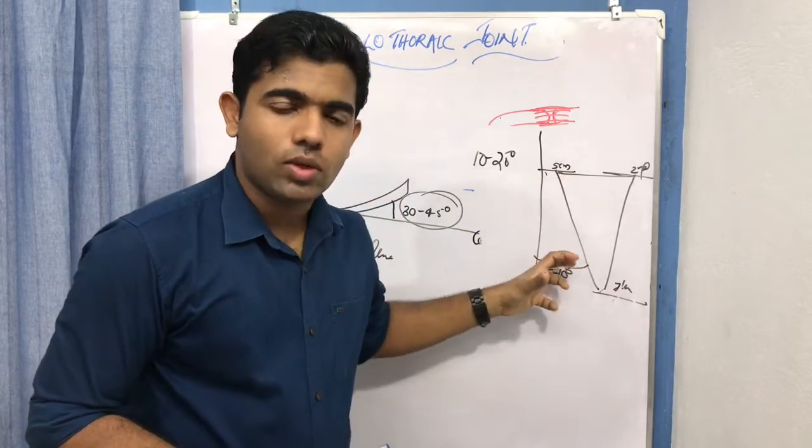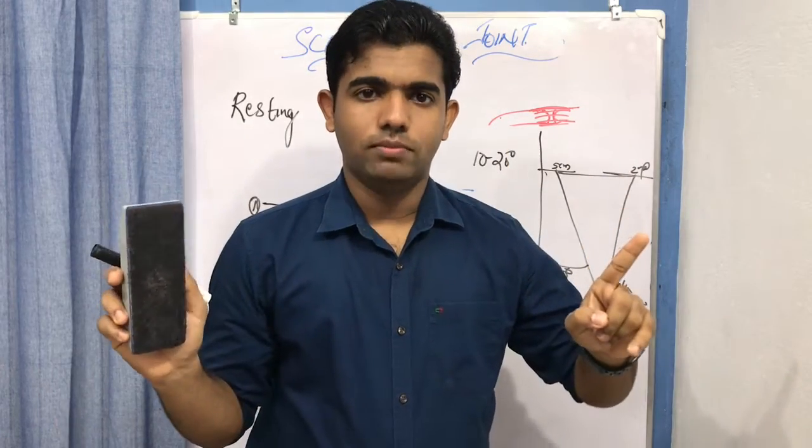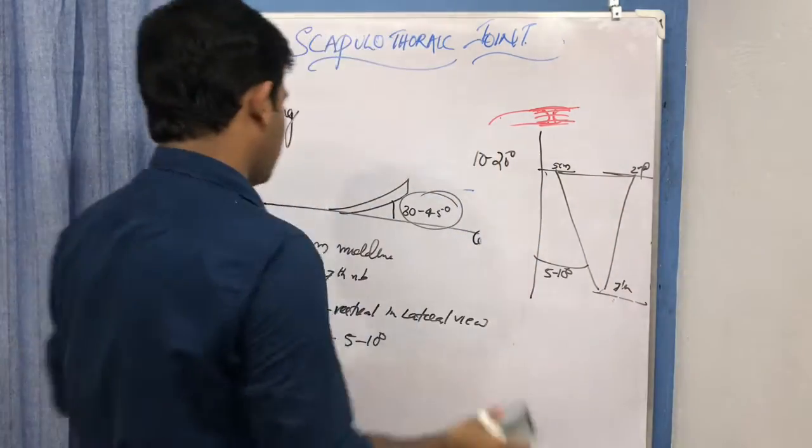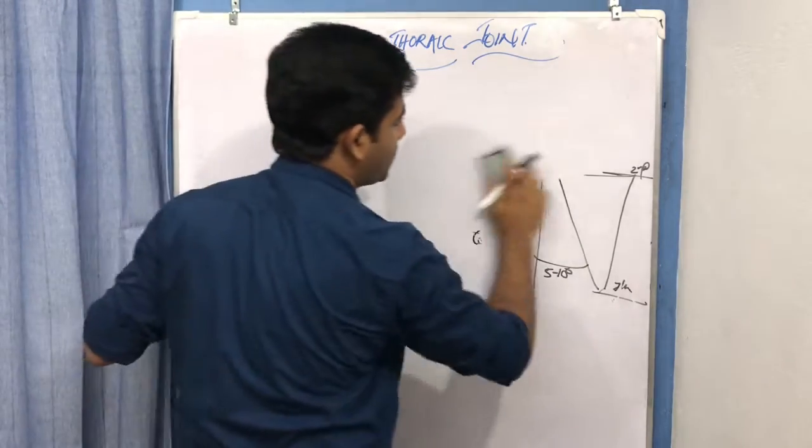You can depend on this, at the same time measure the scapula, look at the symmetry of the scapula on both sides, and then arrive at a conclusion. Clear? Now let us move on straightforward to the motions of the scapula.